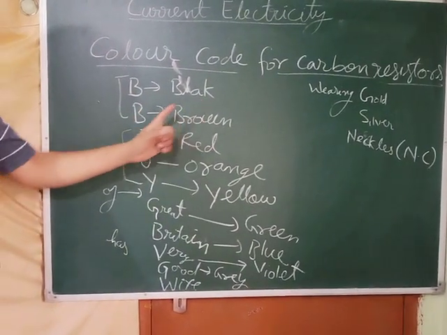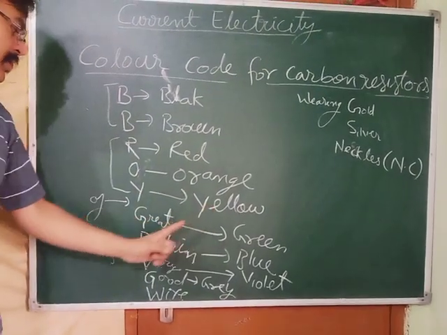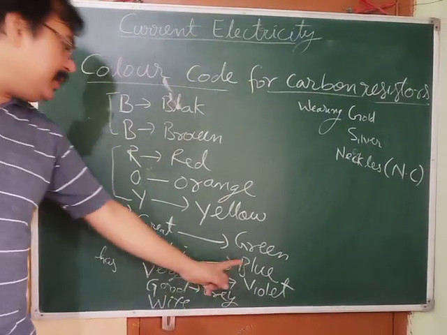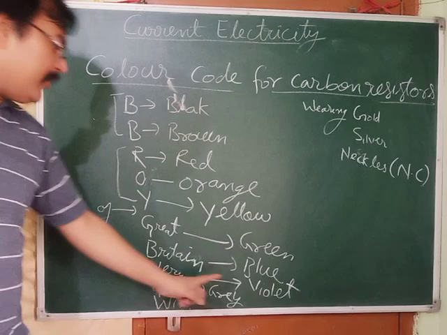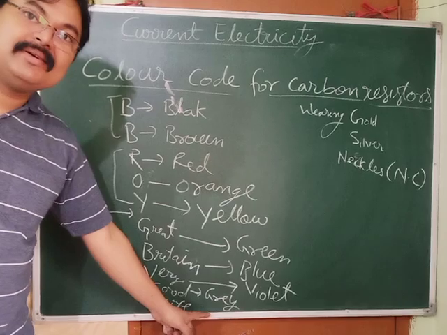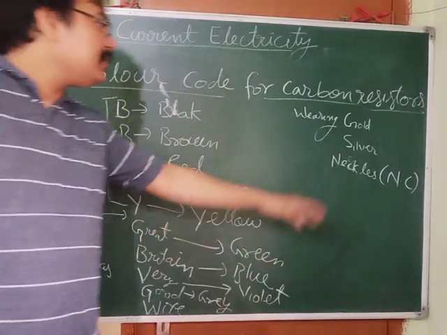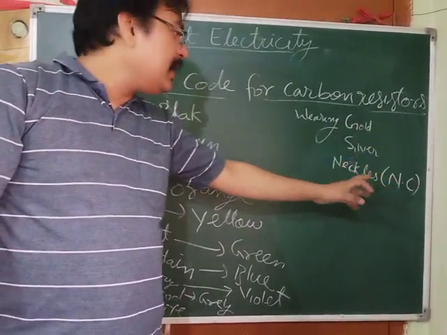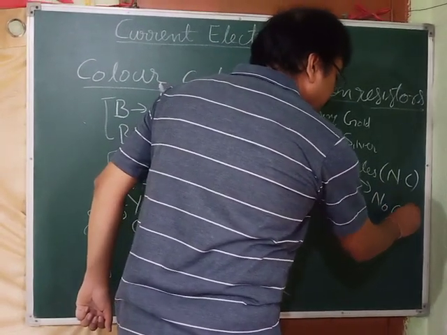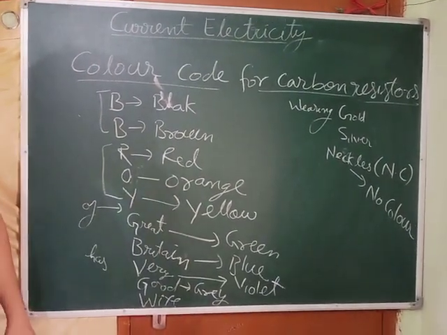So B for black, B for brown, R for red, O for orange, Y for yellow, great, that is G for green, Britain, that is B for blue, very, that is V for violet, good, G for grey, W for white. I have not written it here because space is not there; you can write W for white. Gold, it is gold only. Silver, it is silver only. NC means no color. Necklace NC, that is no color.